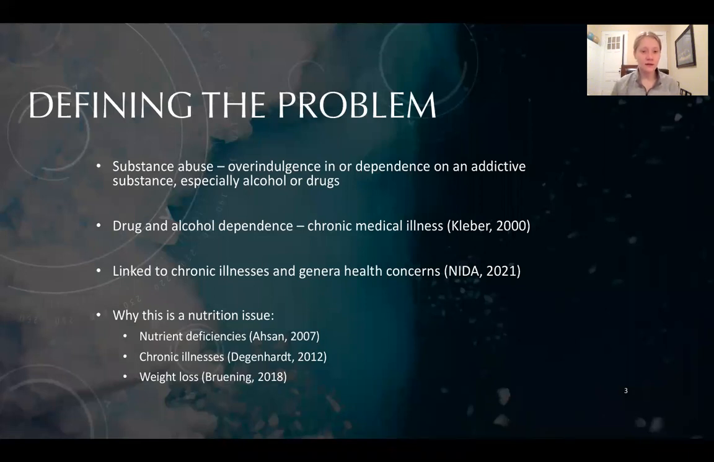All right, so defining the problem of substance abuse. It can be defined as overindulgence in or dependence on an addictive substance, especially alcohol or drugs. So, drug and alcohol dependence has been linked to resulting chronic illnesses, which makes it pertinent to our field as nutrition professionals. Some of these illnesses include lung and or heart diseases, strokes, mental health disorders and conditions, as well as different forms of cancer.